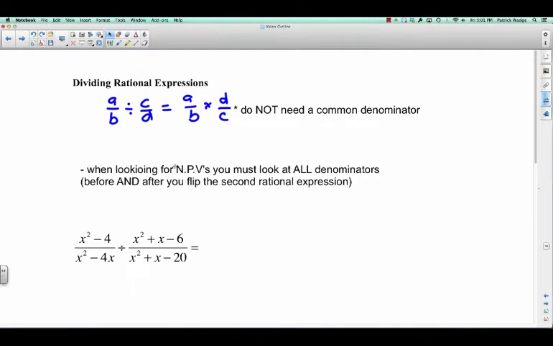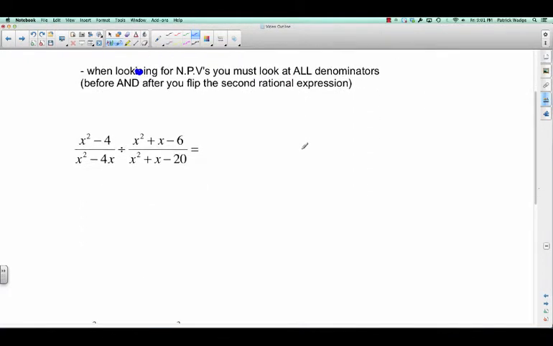When you're looking for the NPVs, you must look at all denominators, the ones that you have before and the denominators you have after you flip the second rational expression. So I'll show you what I mean in just a second.